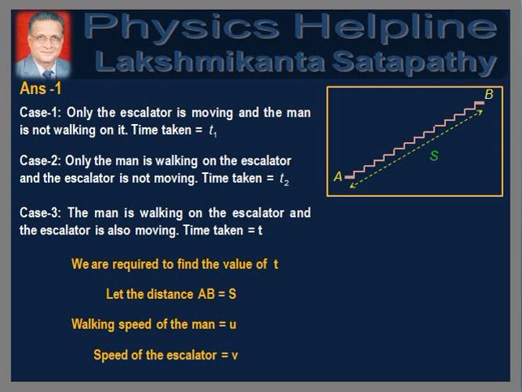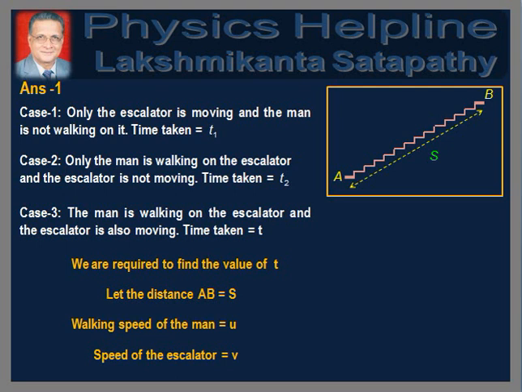Let us first solve the problem in question 1. The situation is shown in the figure. It is about a man moving from the bottom of a tower to the top in 3 different ways. In the first case, he stands on the escalator and uses the moving escalator to reach the top. It is given that time taken in this case is t1. In the second case, the man walks up the stationary escalator to reach the top. The time taken in this case is t2.